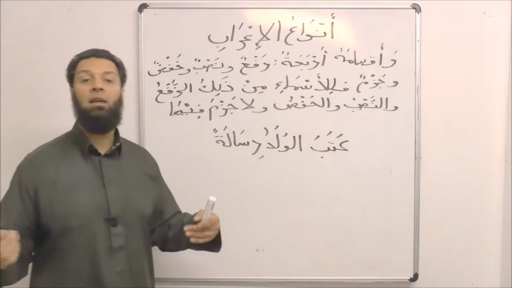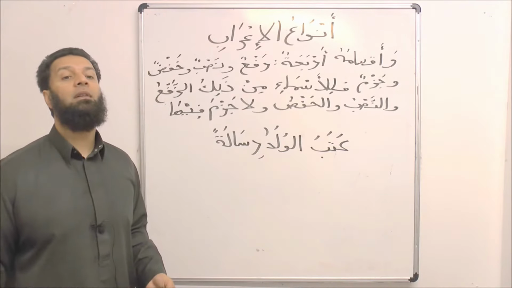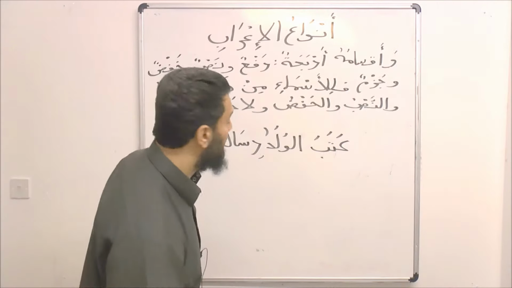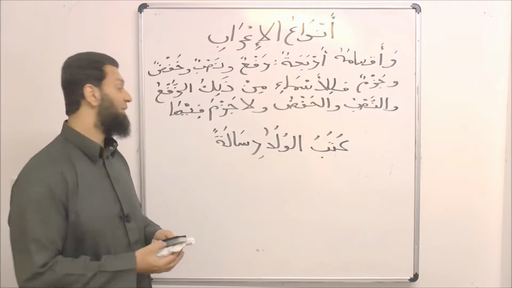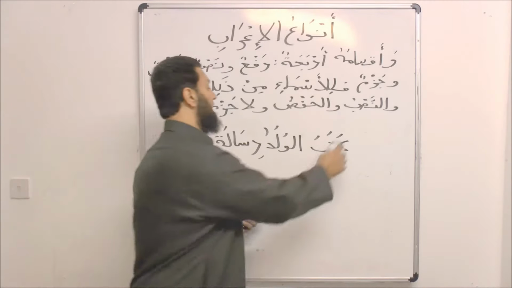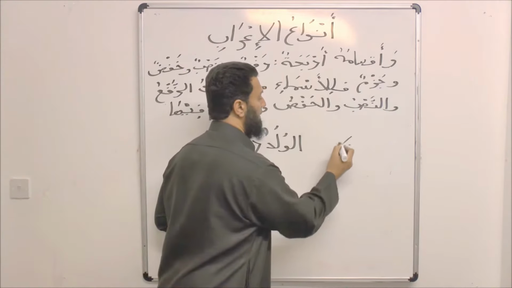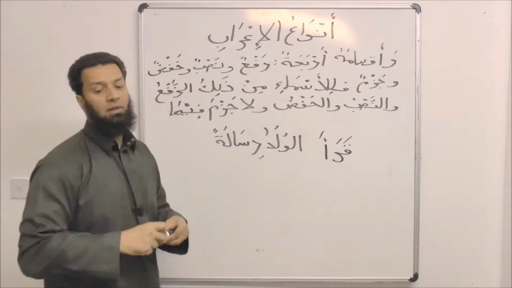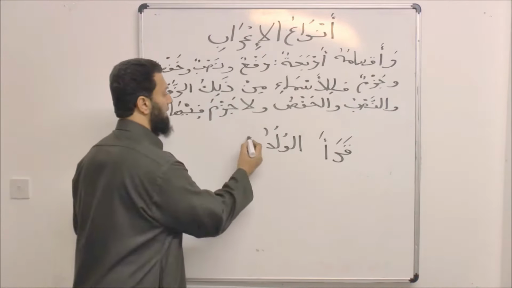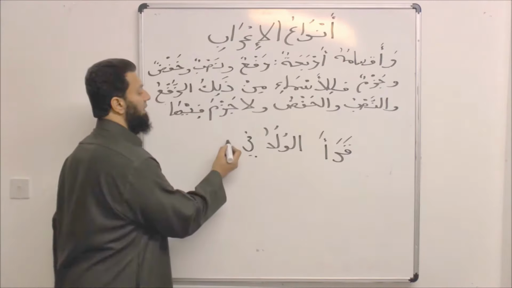Let's change the sentence to make manifest al-khafdu. Kataba al-waladu fi risalatin. He wrote in a letter. Yeah, we could say that. I mean, it's not great, but we could. Or you could change it and say قرأ. What does قرأ mean? He read. قرأ الولد في رسالة. The boy read in a letter.